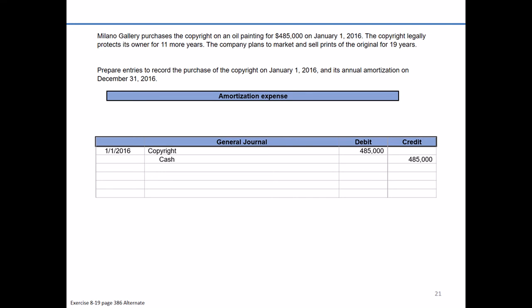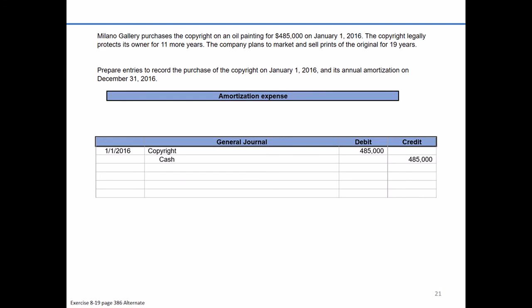I will mention that we amortize or allocate the cost of this copyright because it does have a limited life. Whether it's the limited legal life of 11 years or just the fact that the company itself believes that they'll probably not be able to continue marketing and selling the original past 19 years. So there's some limitation of the life, meaning we need to allocate the cost. So we use amortization expense.